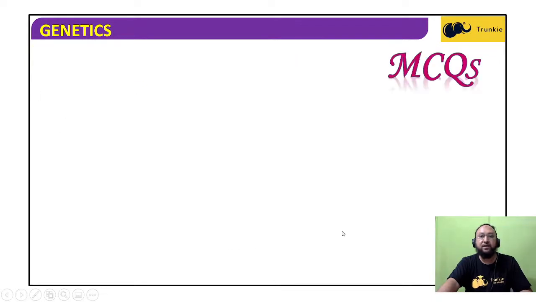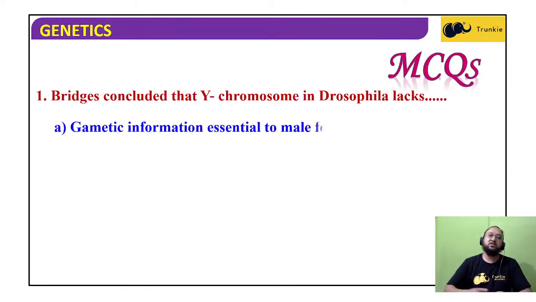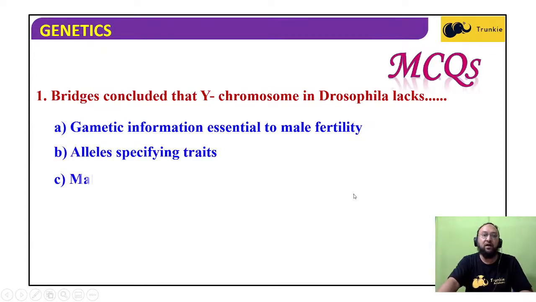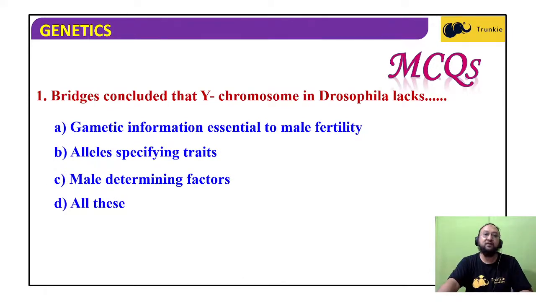Okay. Now we'll come to the MCQ. Bridges concluded that the Y chromosome in Drosophila lacks genetic information essential to male fertility, or alleles specifying traits, or male determining factor, or all of these. It is the male determining factor. Because in human beings, the SRY gene, which is present on the Y chromosome, is responsible for producing a factor called TDF, testis determining factor, which is lacking in Drosophila. Then he came to the conclusion that the Y chromosome is not involved in deciding the maleness of the offspring that is produced. So it may be some other reason.